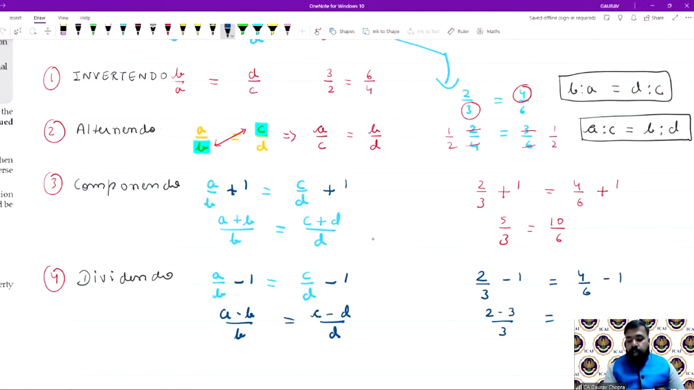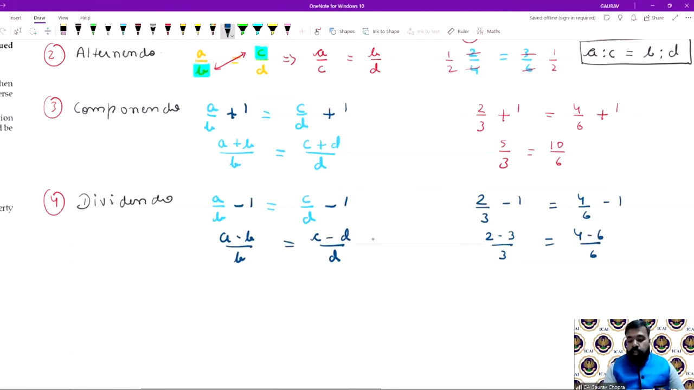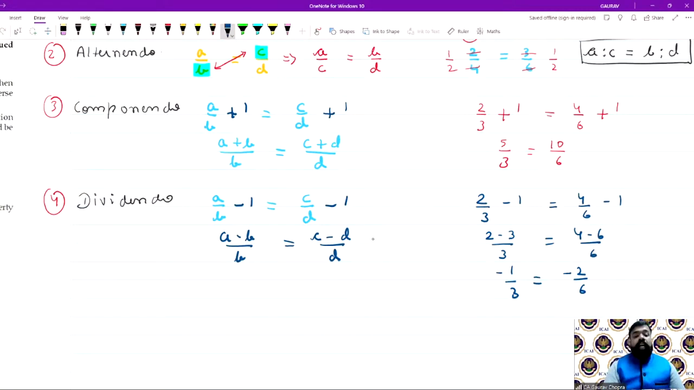2 - 3/3. And here 4 - 6/6. So what will be the result? -1/3. And it is -2/6. So if we cancel 2/6, what will it become? -1/3. So again, both are equal.